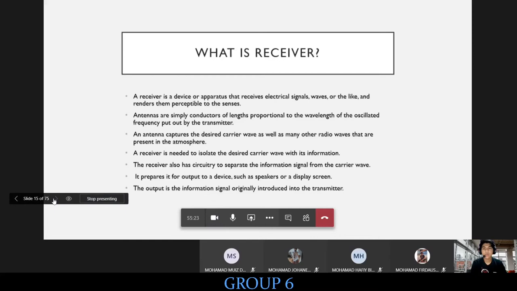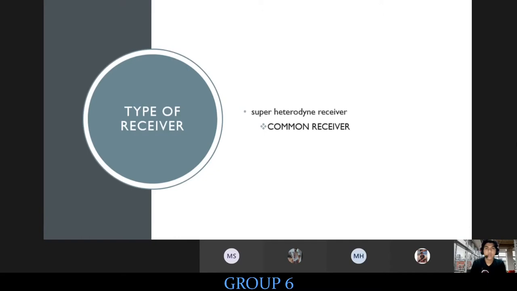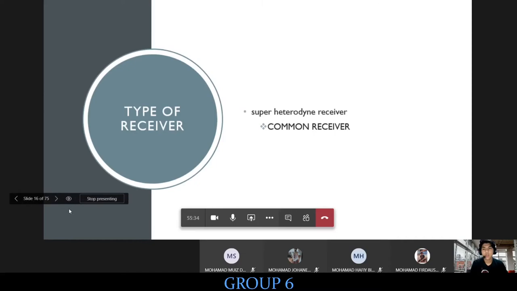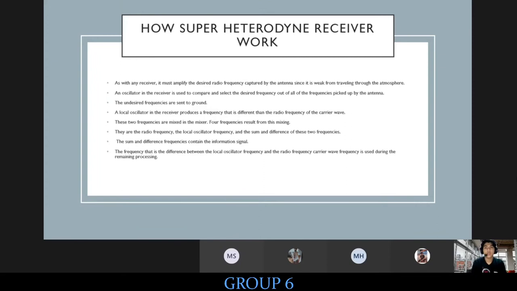Okay, type of receiver. This is a type of receiver, the superheterodyne receiver. It is a common receiver. So how does the superheterodyne receiver work? As with any receiver, it must amplify the desired radio frequency captured by the antenna since it is weak from traveling through the atmosphere. An oscillator in the receiver is used to compare and select the desired frequency out of all the frequencies picked up by the antenna. The undesired frequencies are sent to ground.